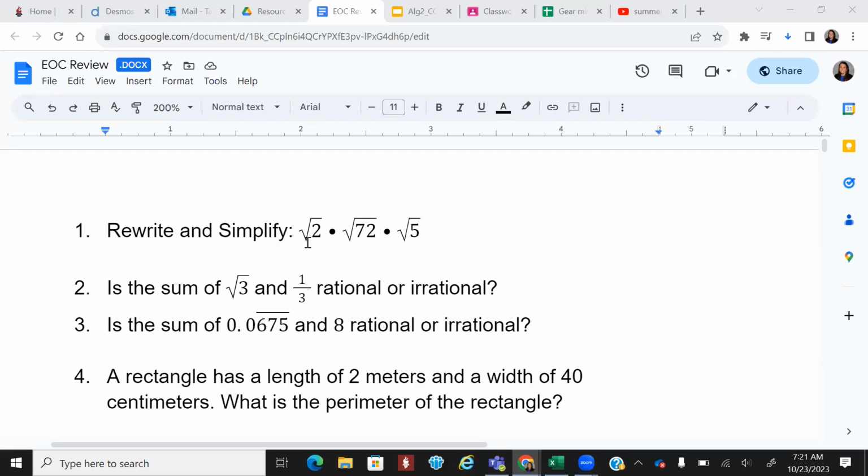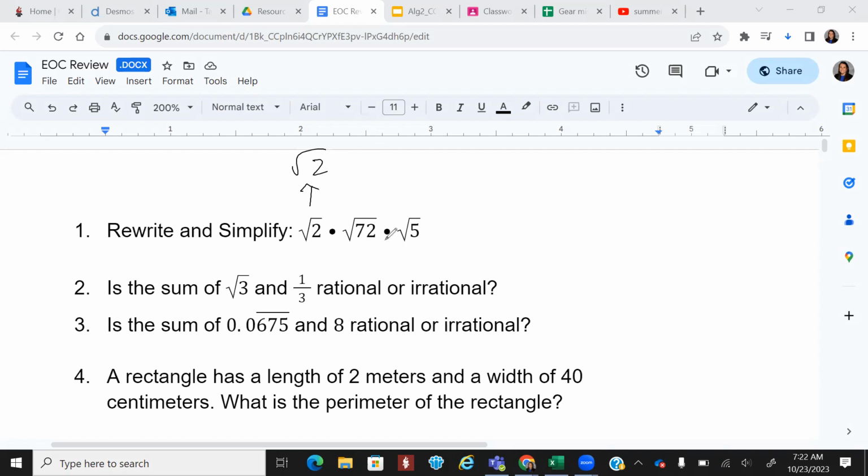Is we are going to multiply the inside. Okay, so what's 2 times 72 times 5? Can I simplify it? So you simplified it first and then multiplied? Yeah. Okay, let's do that then. All right, so on here, if I'm going to simplify first, can I simplify the square root of 2? No, so I'm just going to leave that guy underneath.